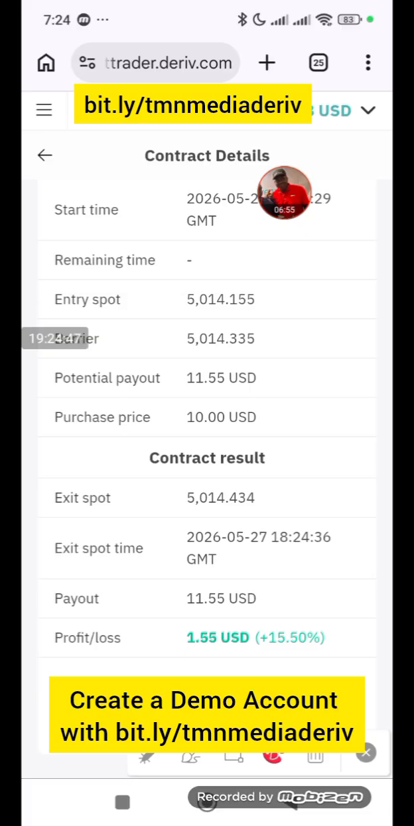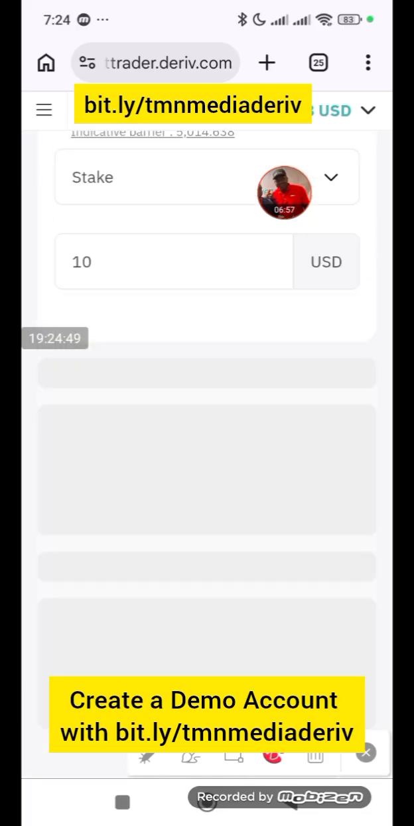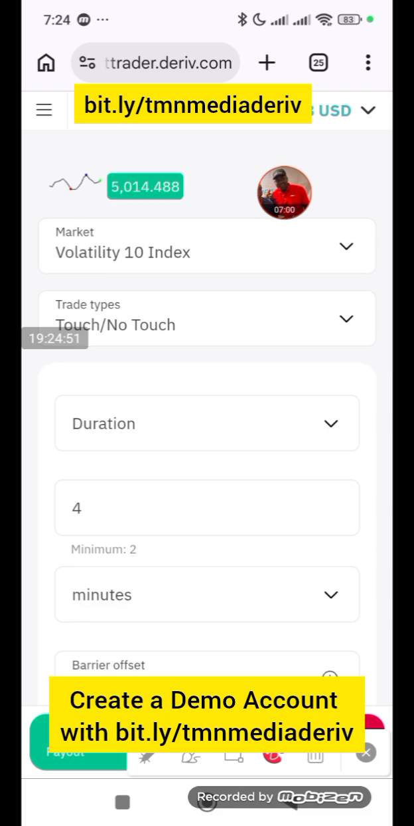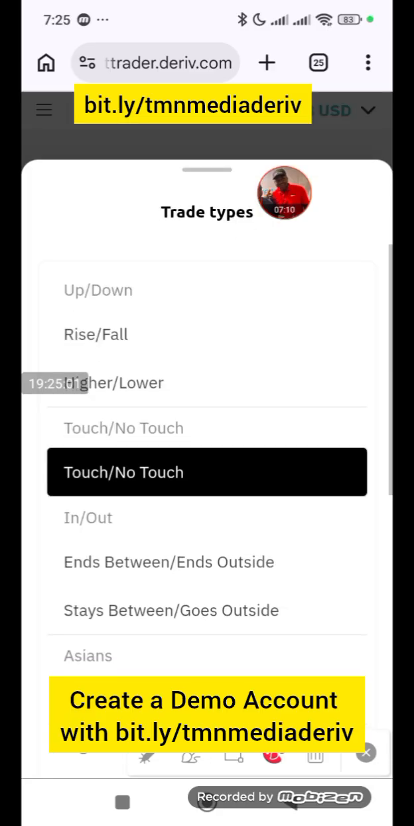Do you understand now? So it means you have to be sure of what you are trying to do. It is not gambling. You are not gambling. You have to be sure, because if you are not sure, you are going to lose your trade. Now, this is how touch trade works.